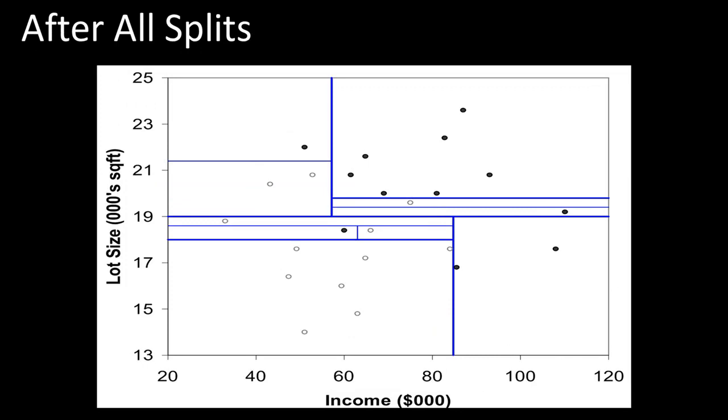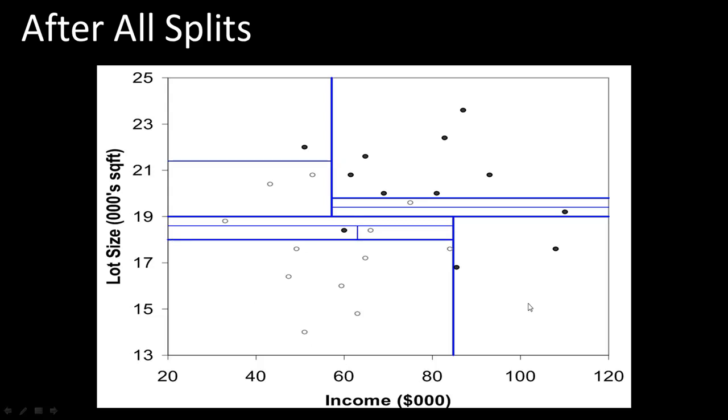Finally, we continue in that vein, and after you perform all the splits, this is what our diagram is going to look like, the set of splits. The first split was here at 19. The next split was here. The next split actually was here.